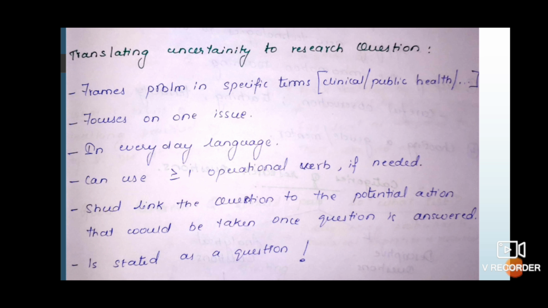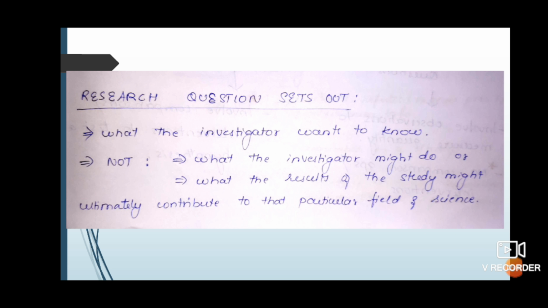It should be something which is applicable and is stated as the question, which might be more interesting for the readers to look into the research. And the research question sets out what the investigator wants to know and not what the investigator might do. You should not directly tell what you're going to do in the research question, because it will come under the methodologies. It should say what the investigator wants to know, and the results of the study should not also be answered in the research question, because it will break the suspense of that research.